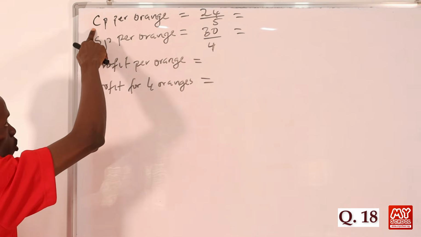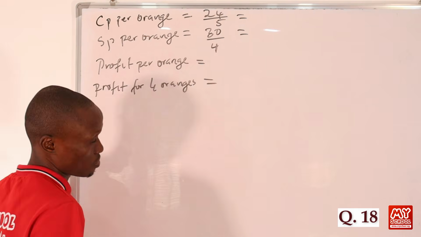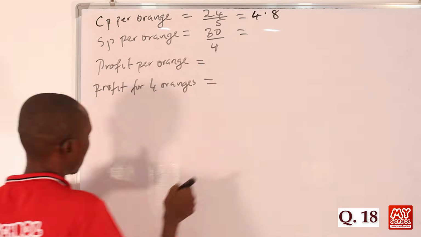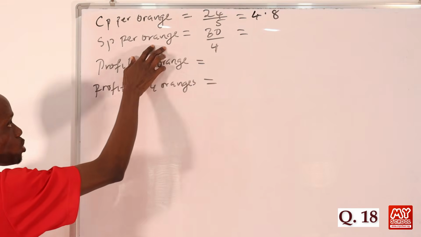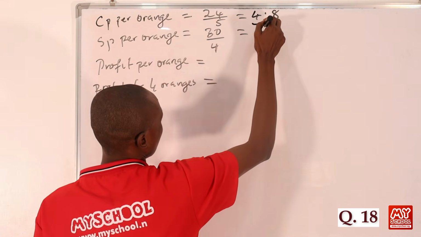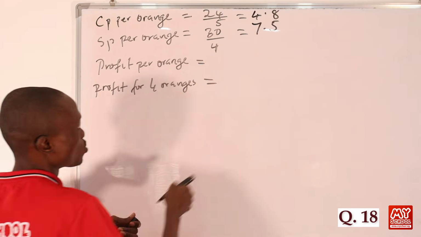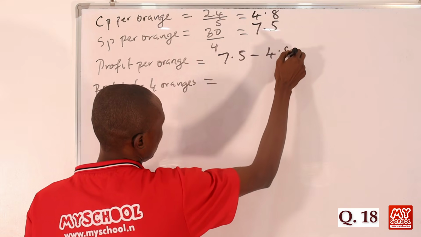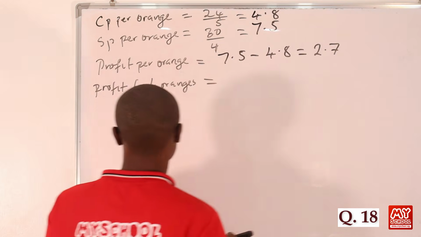So cost price per orange in this case will be equals to 24 divided by 5, right? So 24 divided by 5 equals to 4.8, right? Now let's calculate for selling price per orange. So selling price per orange will be equals to 30 divided by 4, okay? And that will be equals to 7.5. Now in this case, profit per orange will be equals to 7.5 minus 4.8, and this will be equals to 2.7, right?